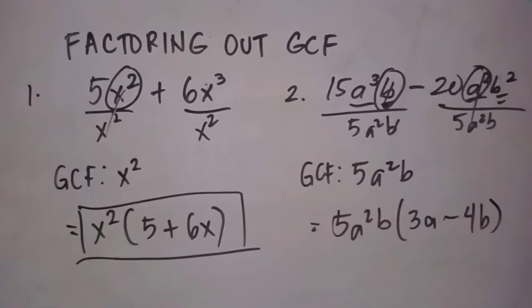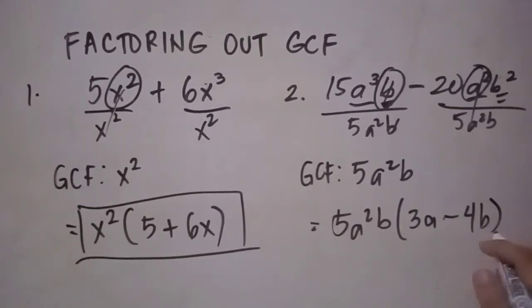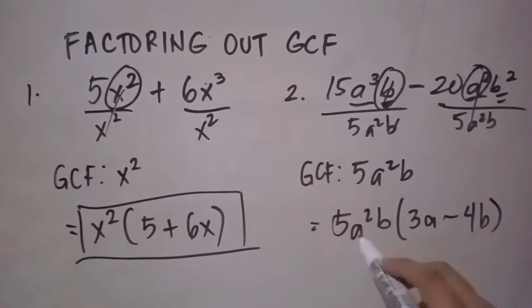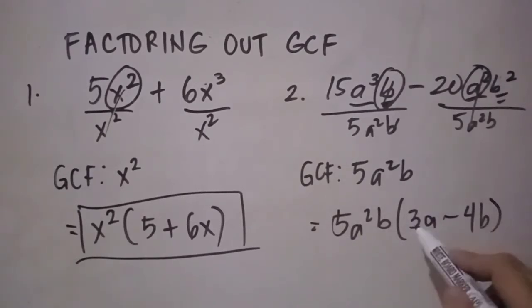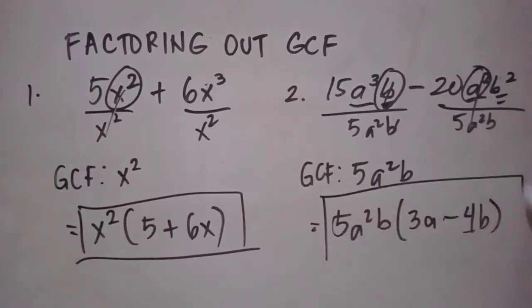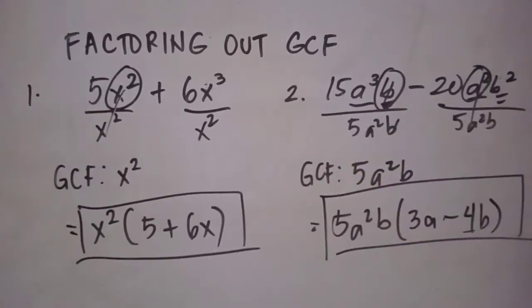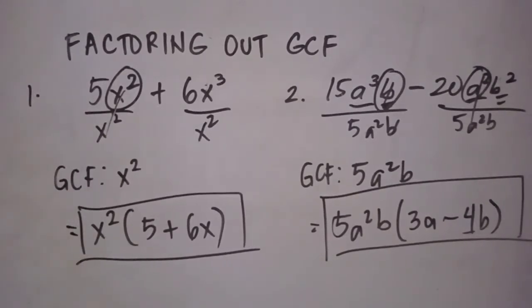Okay? So, we have 3A minus 4B as the quotient. So, therefore, the factors are 5A squared B multiplied by 3A minus 4B. So, yan yung factored form ng original expression. Okay? So, ganun po ang pag-factor ng GCF ng polynomial. Okay? So, more examples tayo.